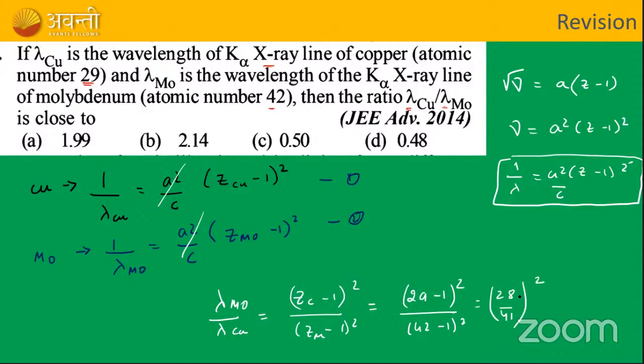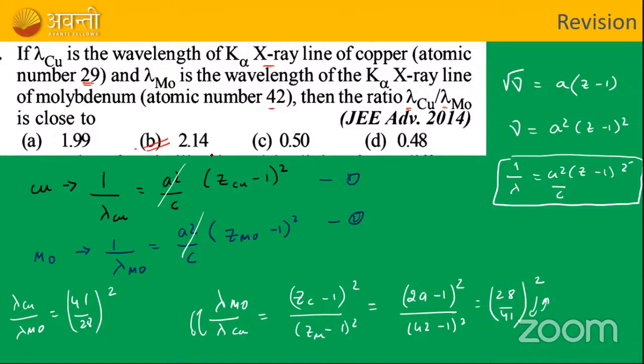So we need a calculator now. Is it a multiple of 3? No, it's not a multiple of 3. So let me do it manually. Here they're asking me lambda of copper by lambda of molybdenum, right? So let me shift it. Let me take the reciprocal. So therefore lambda of copper by lambda of molybdenum, I'm reversing both the numerator and denominator. It becomes 41 by 28 square. So what is 41 divided by 28? It is 1.6. So what is 1.64 into 1.64? Yeah. So it is almost option B. It's almost option B, right?